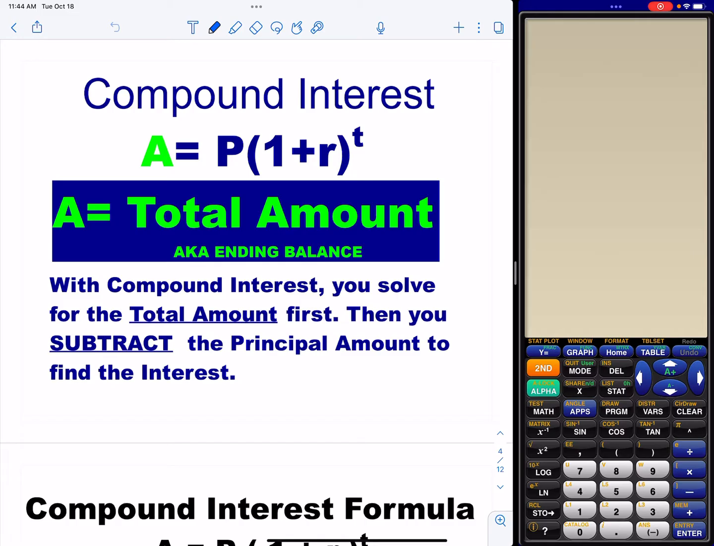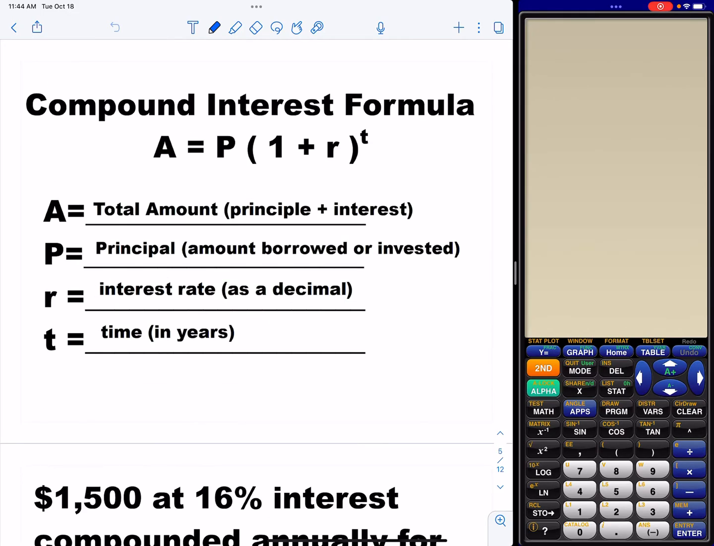So let's see if we can do a couple questions. So here is kind of what it looks like. The A stands for the total amount, principal plus interest. The P is still principal. The R is still interest rate. You still have to have it as a decimal. And the T is still time in years.